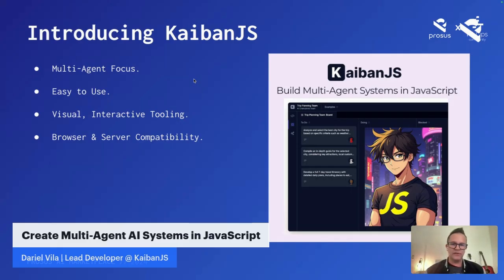We also try to create visual and interactive tooling so people can debug the agent not in black terminals, but with a proper UI to see the agents, and that's what we call the Kaiban board. The Kaiban board is like a Kanban view where you can see your agents moving cards. This is a really cool UI to see the agents working.